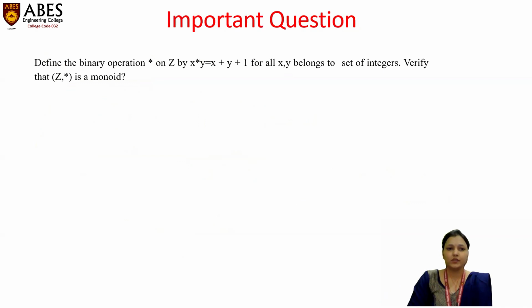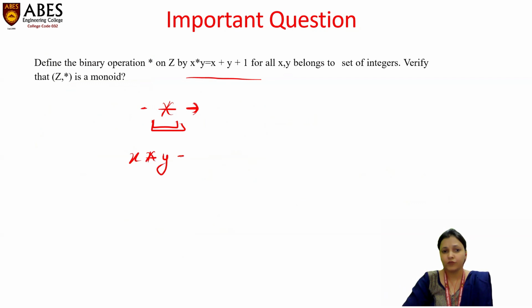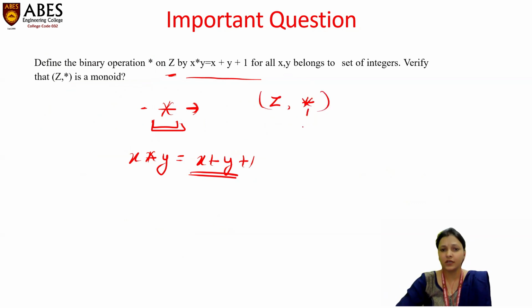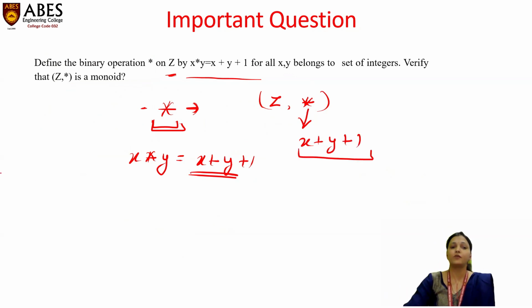Next, this is an important question. Here the binary operation is defined by the question itself. The question says that when we apply this operation between any two values, we will get the result as this. Clear? Here we have to check whether this is a monoid or not. The set is the set of integers and the operation is defined by this. So we have to check whether it is a monoid or not.